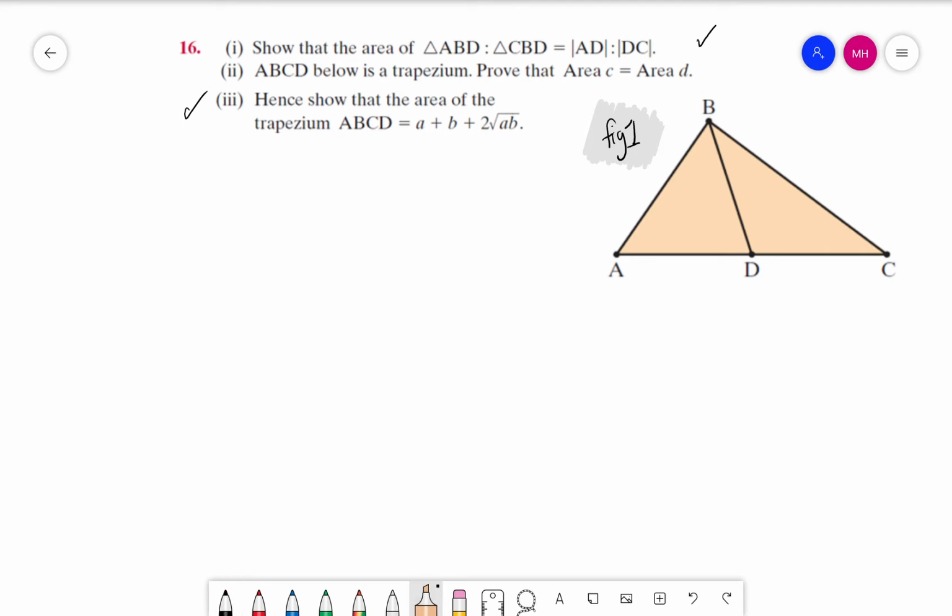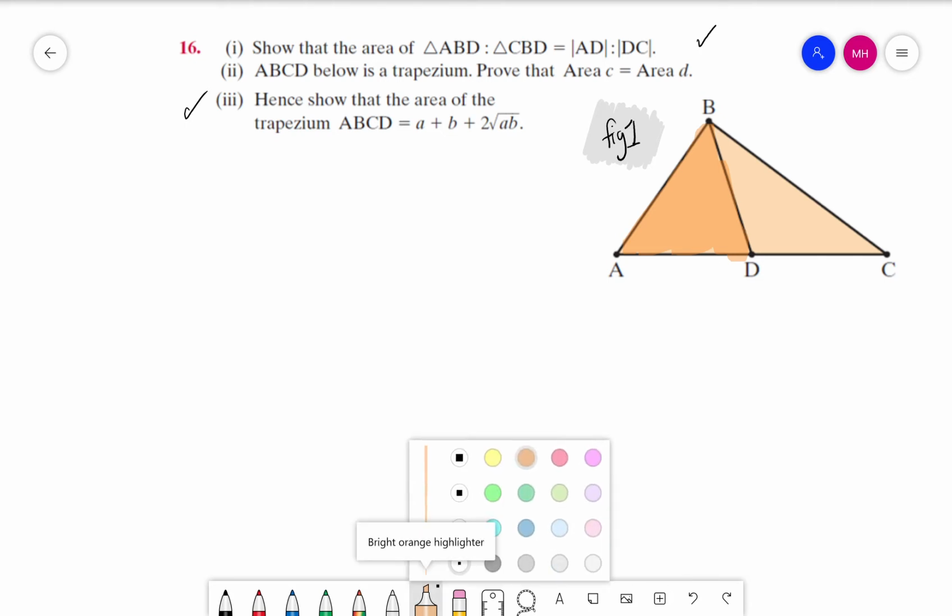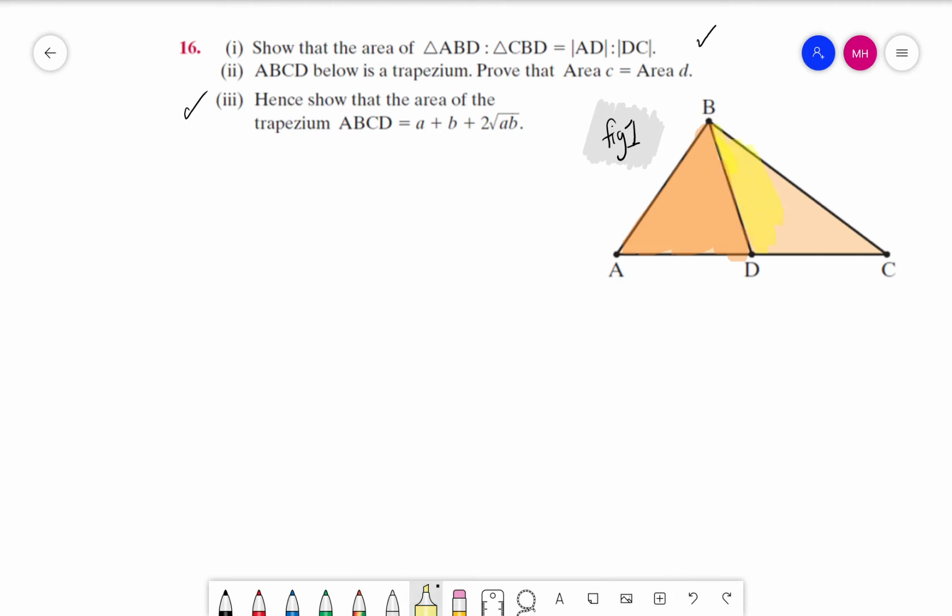So the area of this, that's ABD, and we're dealing with the area of this here. Okay, so the first thing you've got to do is use your basic formula for the area of a triangle. So the area of ABD is going to be equal to half the base by the perpendicular height. There's your perpendicular height, we'll call it H. So it's half the base, which is AD, by the perpendicular height, which is H.